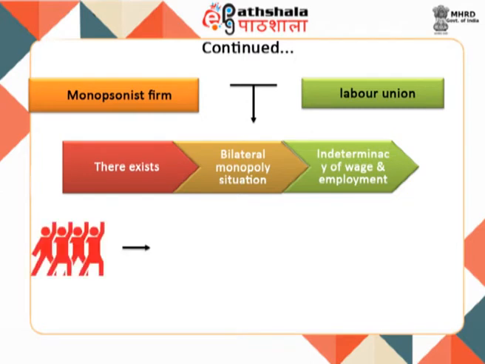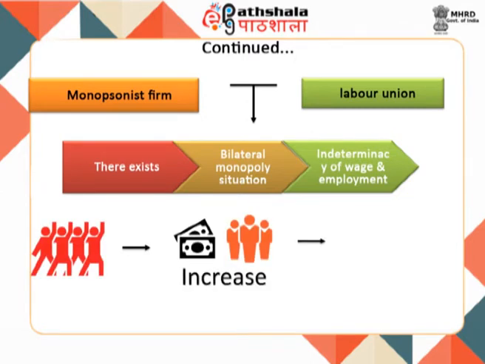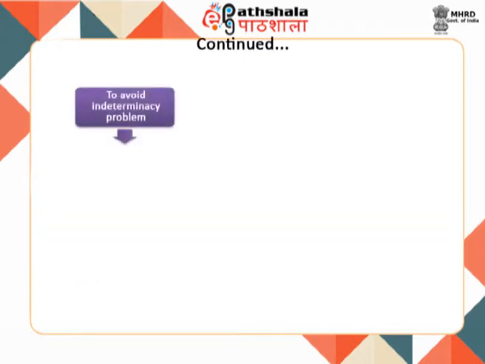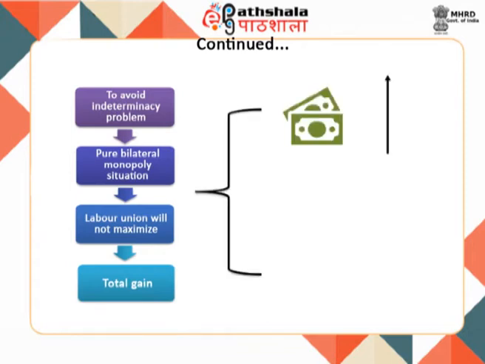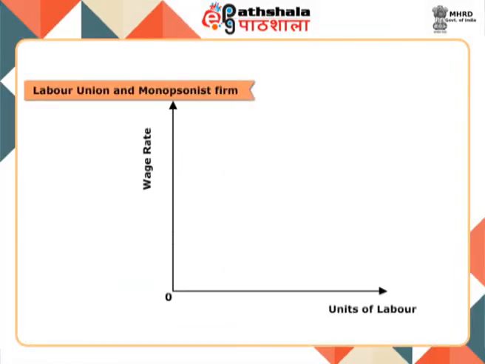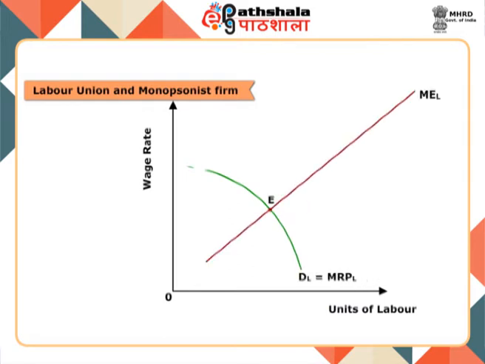A labor union can either increase the wage rate or increase employment to increase its total wage bill. In order to avoid the indeterminacy problem of the pure bilateral monopoly situation, we assume that the labor union will not maximize its total gain, rather, it will focus on attaining the above said two alternative goals. Assume that initially there is no labor union and therefore the equilibrium is attained at point E, where the MEL curve intersects the MRPL curve as shown.